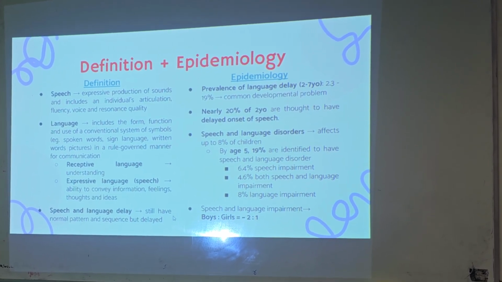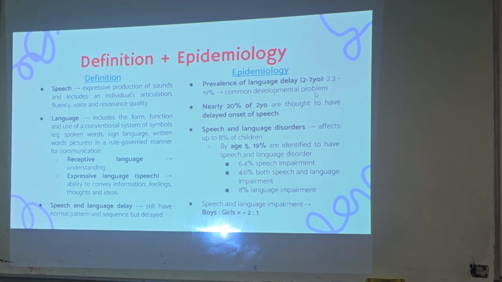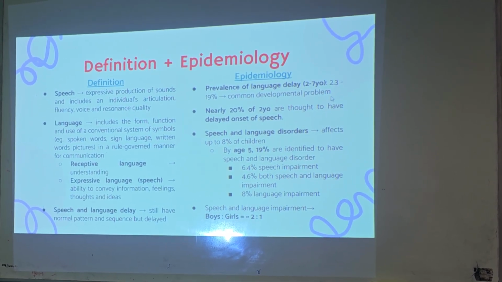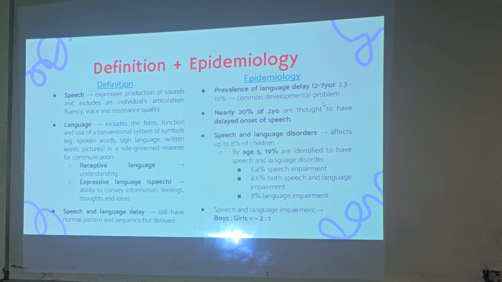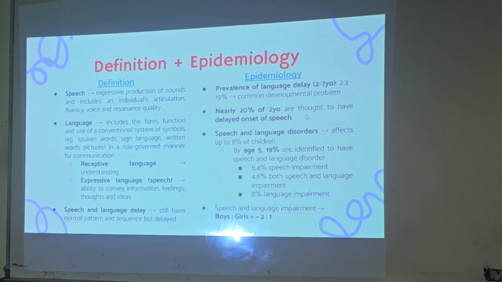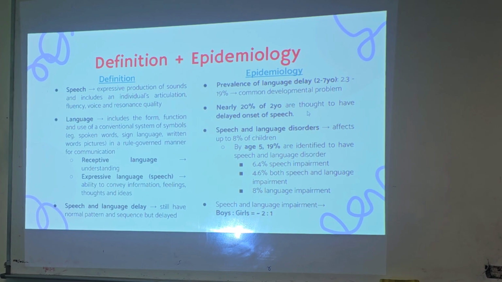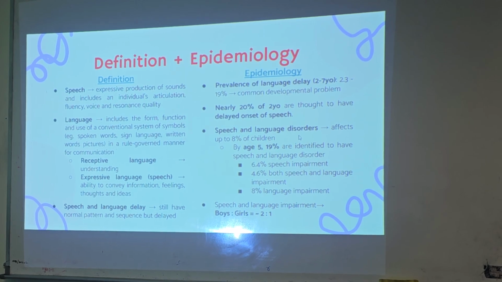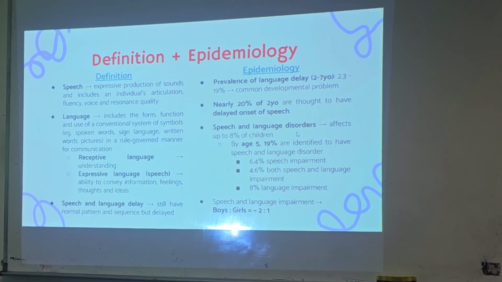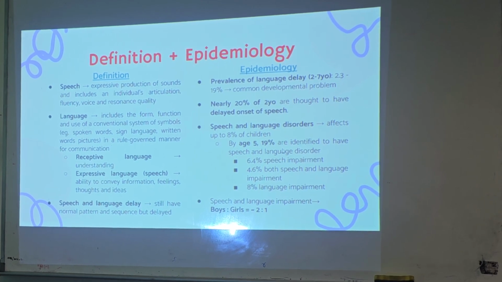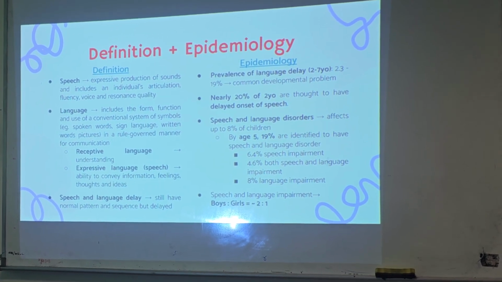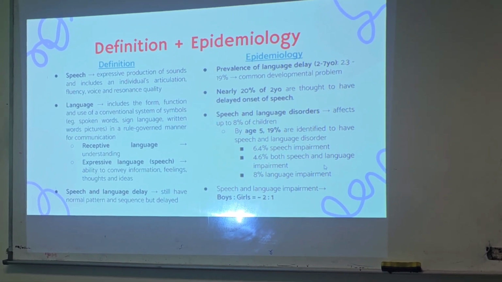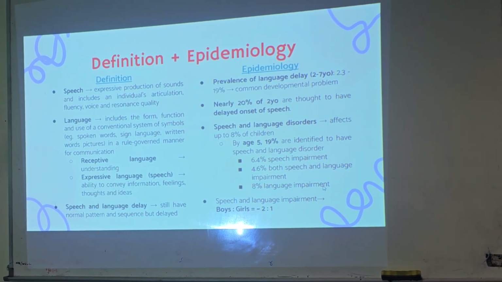Coming to the epidemiology, the prevalence of language delay among those who are 2 to 7 years old is noted to be 2.3 to 19%, which makes it a very common developmental problem among children worldwide. Among those who are 2 years old, nearly 20% are thought to have delayed onset of speech. When this becomes pathological, it is known as speech and language disorder, which affects up to 8% of children. By age 5, 8% of them are identified to have speech and language disorder, among which 6.4% have speech impairment, 4.6% have both speech and language impairment, and 8%, which is the majority, have language impairment.